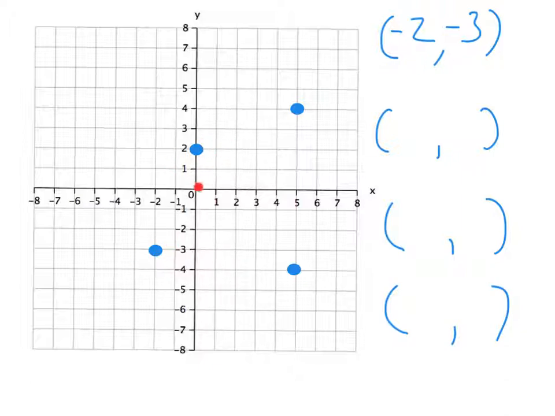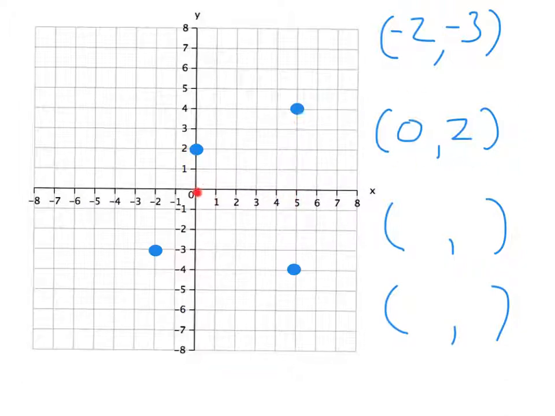And for this one, starting at 0, 0, we're not going to go left or right at all this time. That means our x coordinate is actually going to be 0, because we're not going left or right. But then we have to go up 2, which is positive 2 in the y direction. So our y coordinate is positive 2. So this point here has the coordinates 0, 2.